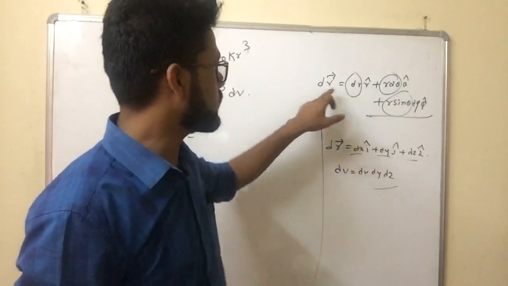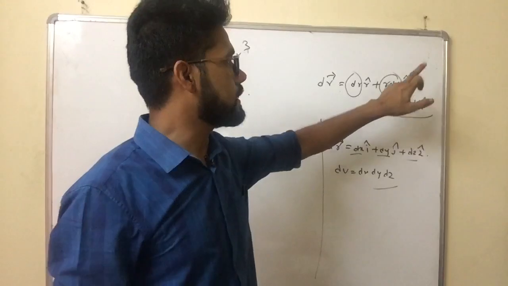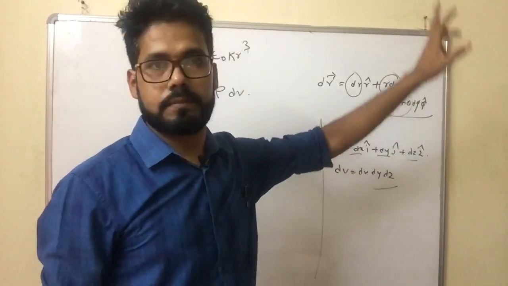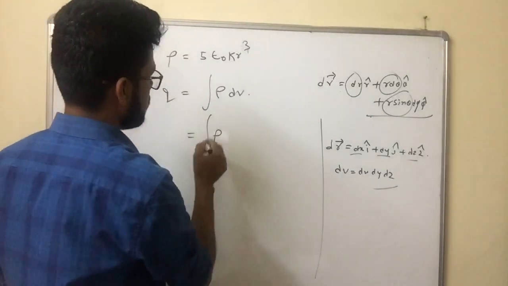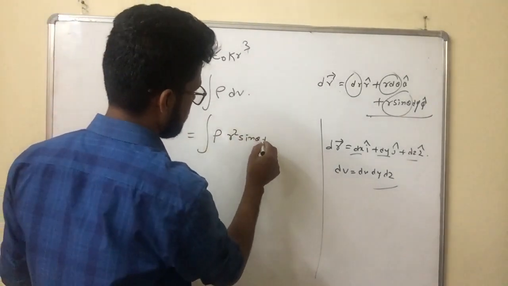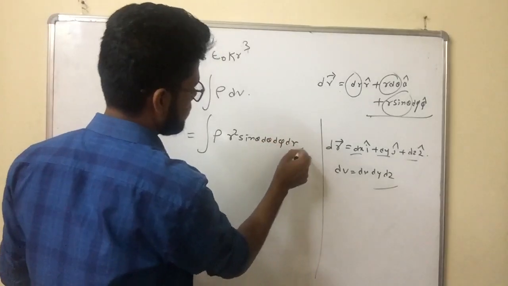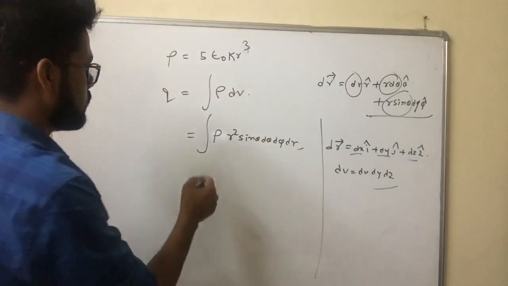Similarly, in spherical coordinates the elemental length is dr r cap, r d theta theta cap, r sin theta d phi phi cap. So you take the product. What is the volume? r square sin theta d theta d phi dr. This is the volume. Do not write 4 by 3 pi r cube. This is the general formula.